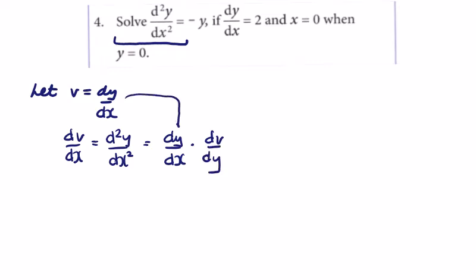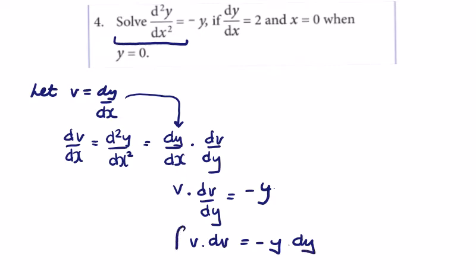We have dy/dx in terms of v. So v dv/dy is the second derivative, which is minus y in the question. So v dv is equal to minus y dy. If we put our integrals in, we're told that v, which is our dy/dx, is 2 when y is 0.